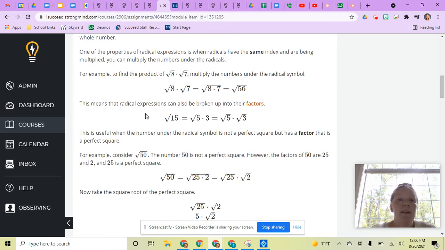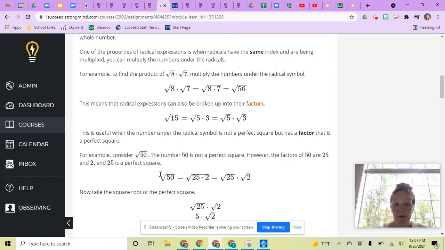This means radical expressions can also be broken up into their factors. So if you can multiply them, you can also break them up. So like the square root of 15 over 3 is the same as the square root of 5 over the square root of 3, and you can pull them apart like this too. That's something that's really important to know. This is useful when the number under the radical symbol is not a perfect square, but has a factor that's a perfect square. So for example, consider the square root of 50. The number 50 is not a perfect square. However, the factors of 50 are 25 and 2, and 25 is a perfect square.